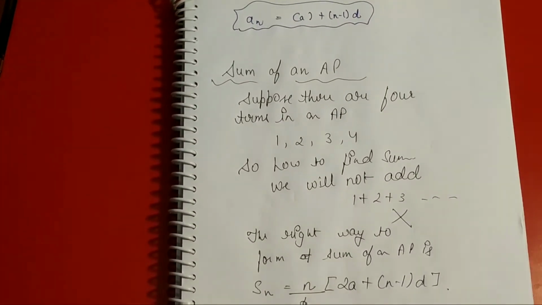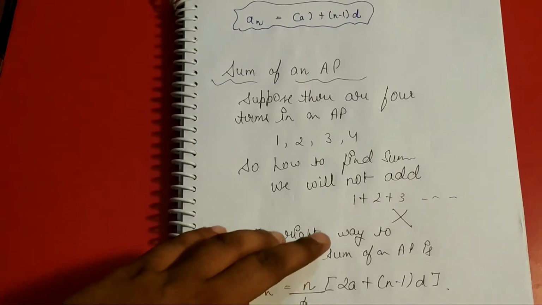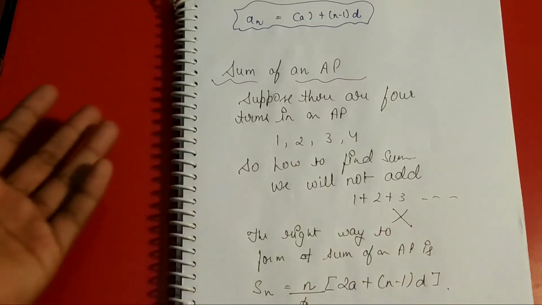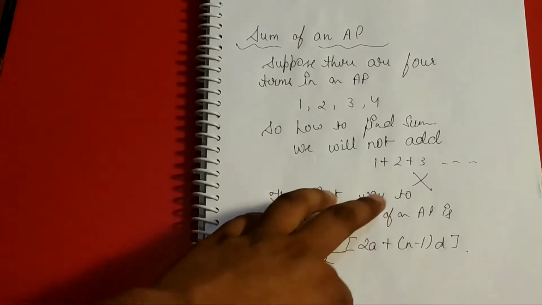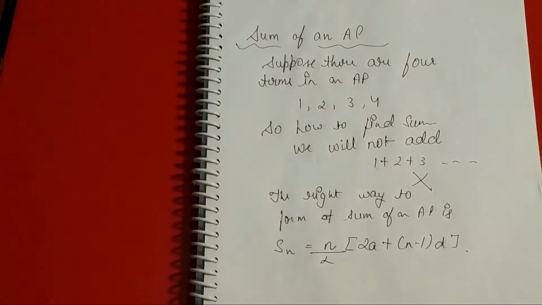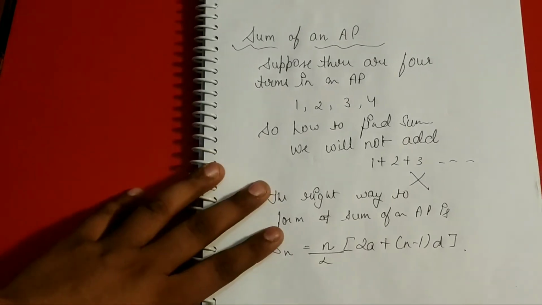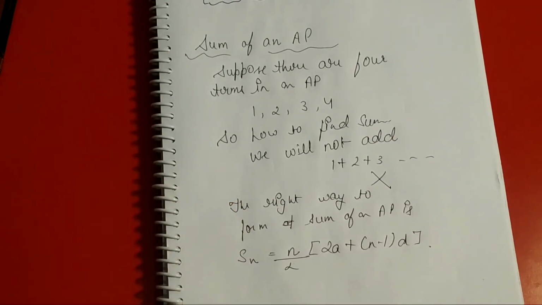So let's take the same example of 4 terms of an AP. Suppose there are 4 terms in an AP, like 1, 2, 3 and 4. So how to find the sum? If people say add all of them, that's also a sum. Okay, that's a correct method, but I have put a cross here, because this method will work only for a finite number of terms of an AP.